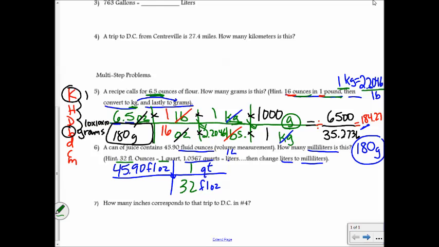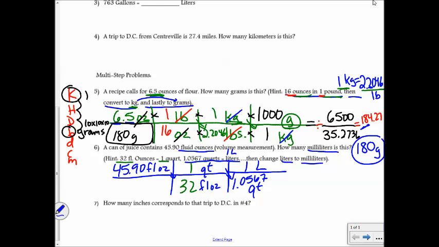Now from quarts, where can I go? It tells me I can do quarts to liters, so I'm going to do quarts to liters. Now I'm going to take my quart and diagonal it down, get rid of the quart, go to liters. And it tells me that 1.0567 quarts equals 1 liter.